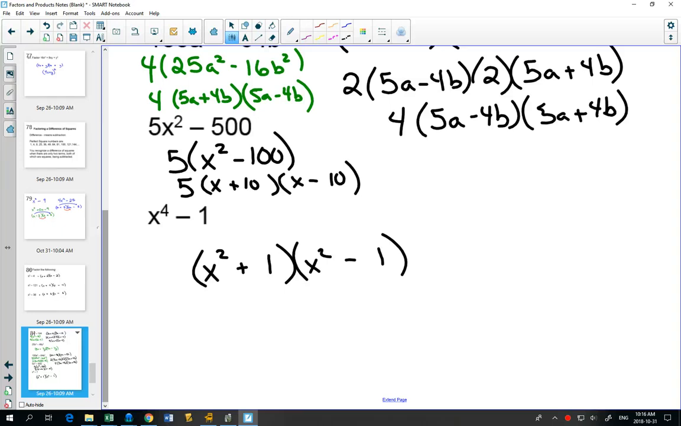We have another difference of squares here. So this one you can't do anything with because it's not a difference of squares. But this one is x times x is x squared. 1 and 1. 1 is plus, 1 is minus. And now we're done factoring.